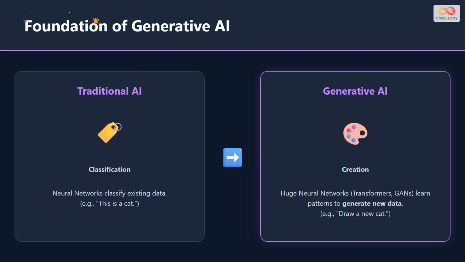So, how does this relate to ChatGPT or Midjourney? Traditional neural networks were mostly used for classification, like identifying labels. Generative AI uses massive, complex architectures like transformers, which are still based on these same principles. Instead of just classifying data, they have learned the underlying patterns so well that they can generate entirely new data from scratch.